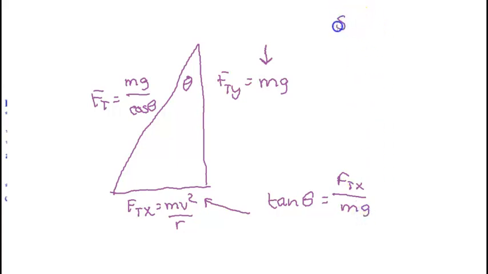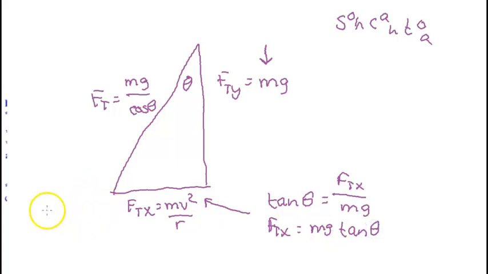Remember, it's SOHCAHTOA. Sine is opposite over hypotenuse. Cosine is adjacent over hypotenuse, and tangent is opposite over adjacent. So here's the angle. The tangent of the angle is opposite over adjacent. And so I can solve for the force of tension in the x direction. It is mg times the tangent of theta. So now I have each of the sides of my conical pendulum written in terms just of m, g, and theta. And that's going to be very useful down the line.